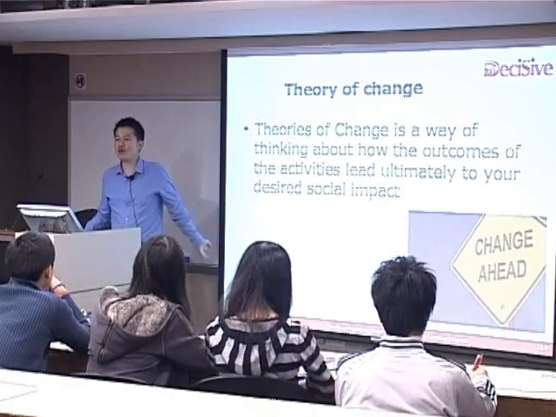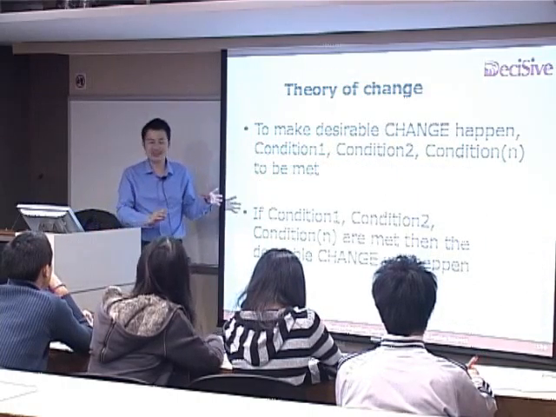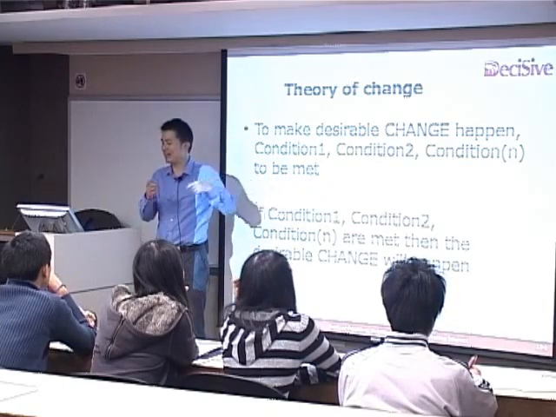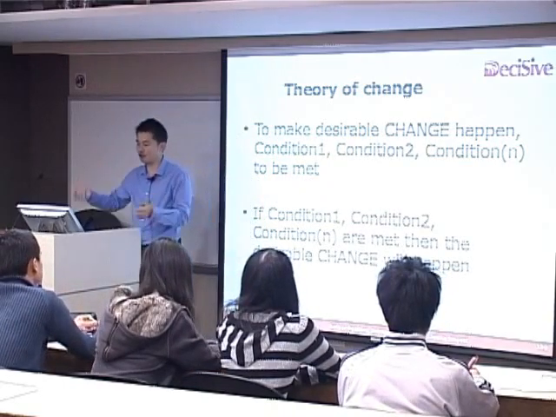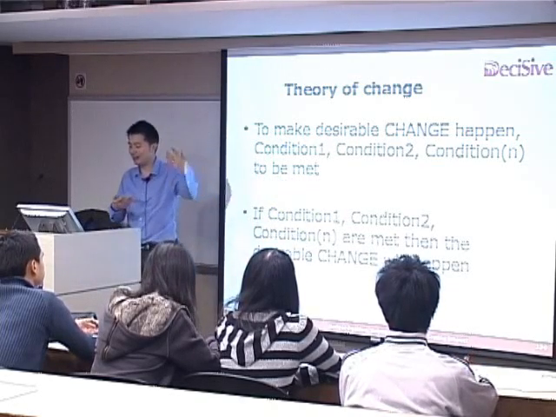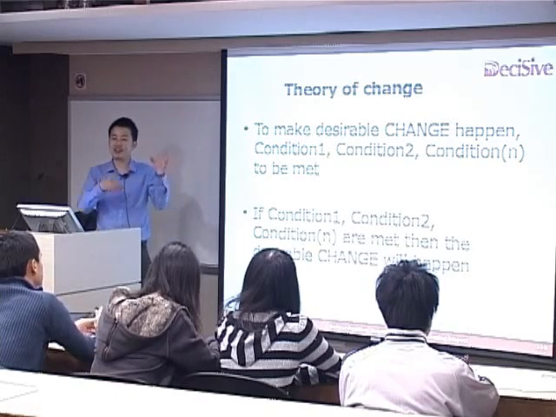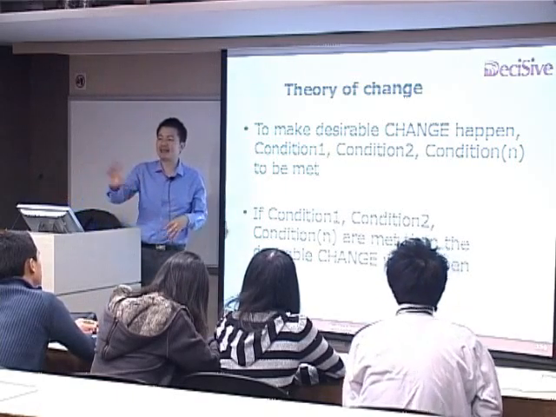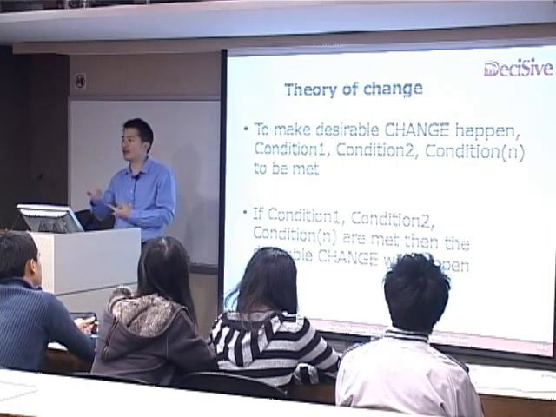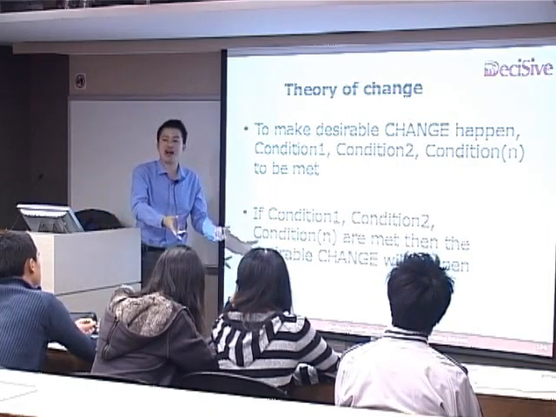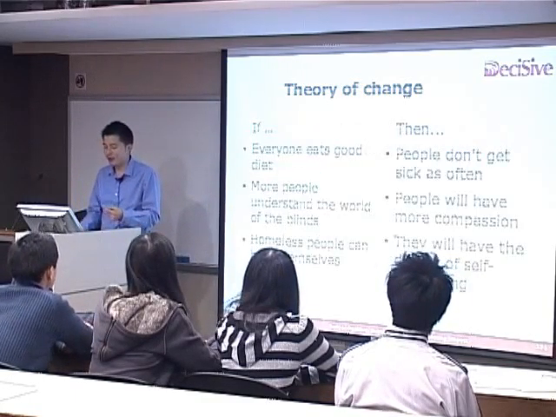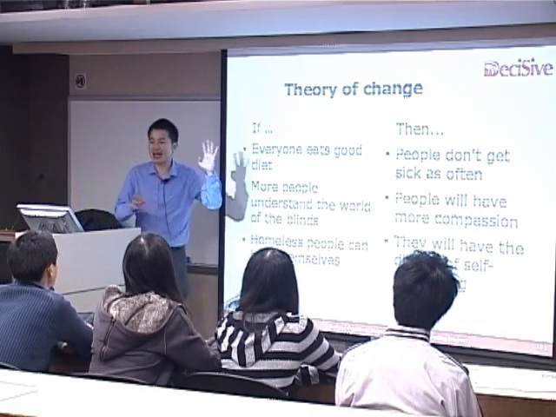And it's not rocket science. It's simply saying, if you want this change to happen, then I need this condition to be true. Or if this condition and then this condition and then another condition are met, then the change will happen. Again, this is not rocket science, but it can help you think about how to describe your social impact, the changes that you are bringing about. So, let's just do some examples, right?